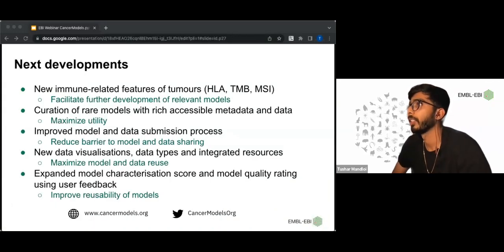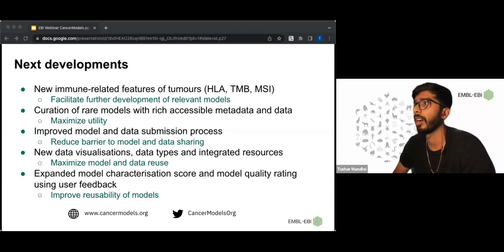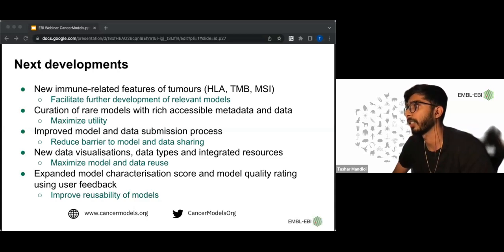Lastly, I would like to bring this session towards the end by talking about our next development. We are working on integrating various immune-related features, curation of rare models for maximizing their utility, and improving our data submission process for enhanced data sharing. We also work on new data visualization and integration of resources for maximizing the model value. We will be expanding our model quality rating for improved reusability.